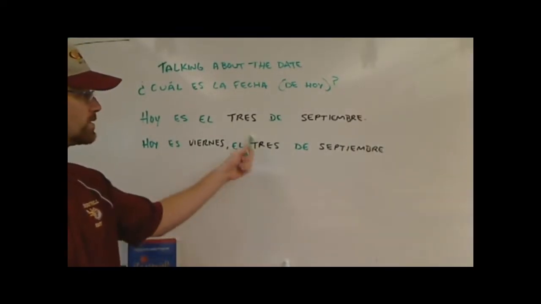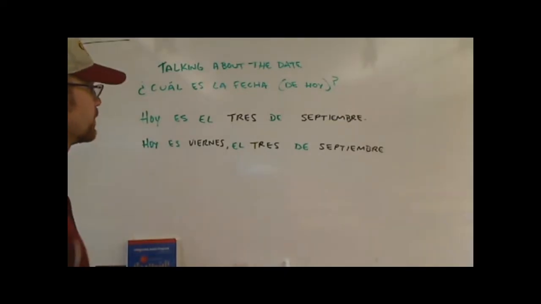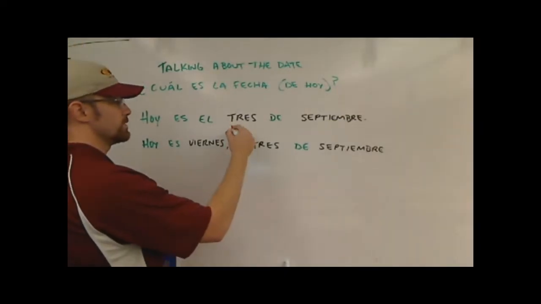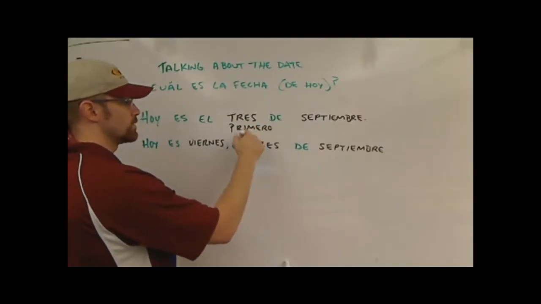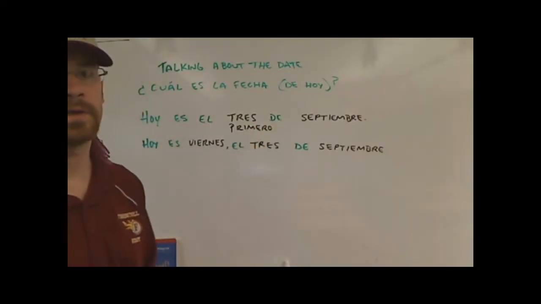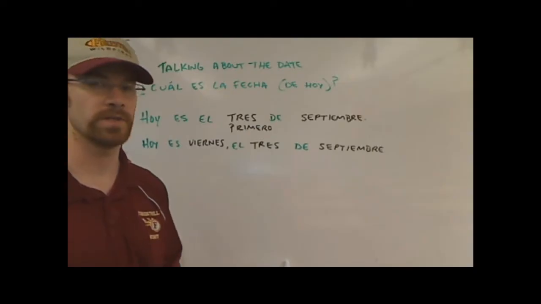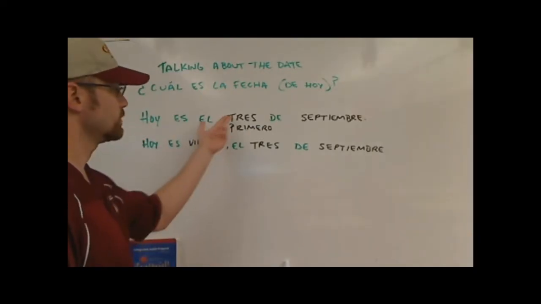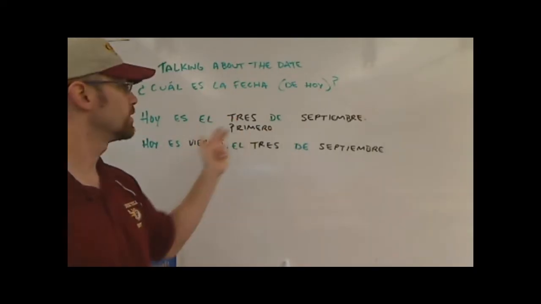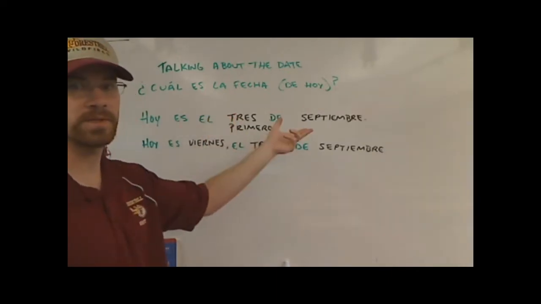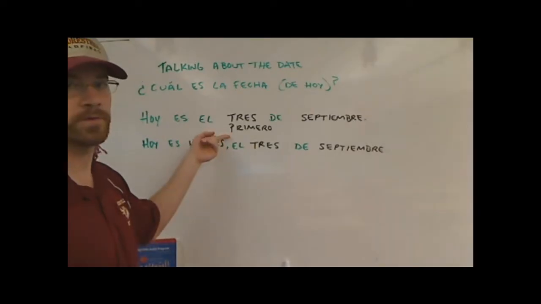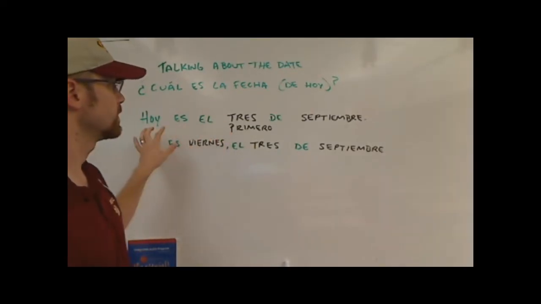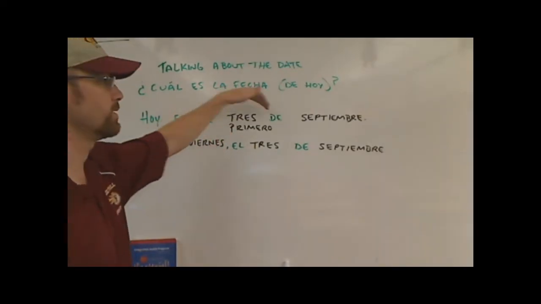There's one exception to these numbers when you plug in the number, and that is if today was the 1st of September, you'd use the word primero. Primero means first. Otherwise, you just say the actual number. So if today was the 2nd, you would say Hoy es el 2 de septiembre, Hoy es el 10 de septiembre, and so on. The only time you don't use the actual number is if you're talking about the 1st of the month. Otherwise, it's just today's the, plug in your number, day, and put in your month.